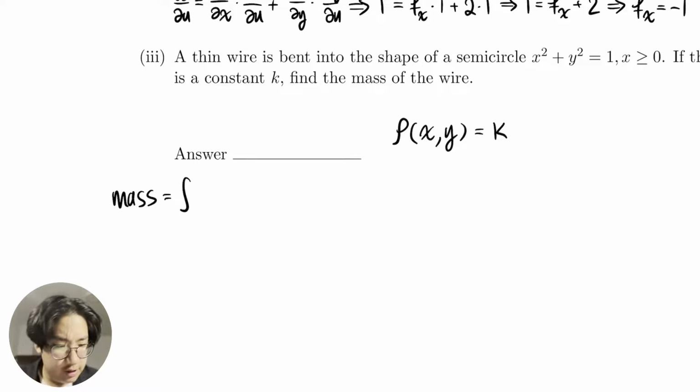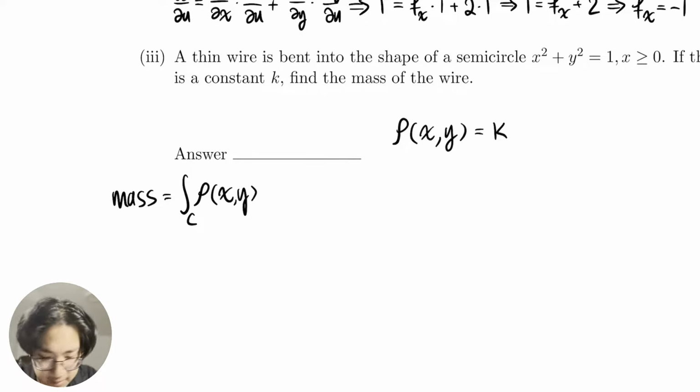Initially I thought you could just do a double integral here in polar coordinates, but it seemed to give me a different answer. So for now we'll just go over how you would do it using a line integral. So the line integral over C of rho of x, y ds, where ds is again with respect to arc length.